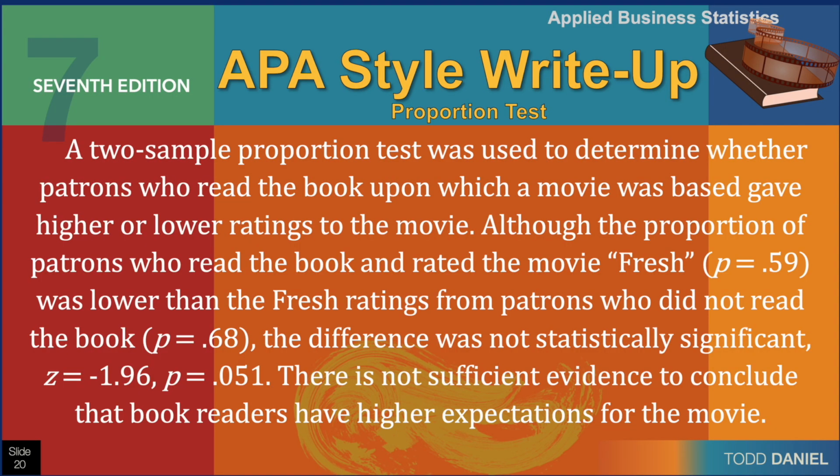Here's how I would write up these results in APA style, talking about the two-sample proportion test, why it was used, describing the research design, and concluding with the z-value and p-value that suggests that there is not sufficient evidence to conclude that book readers have higher expectations for the movie.